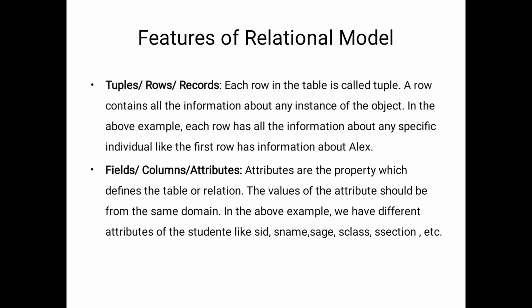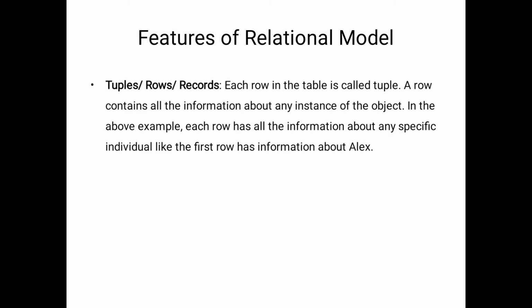Okay, so rows: each row in the table is also called a tuple. A row contains all the information about any instance of the object. Here each row contains information about a particular student. In the above example, each row has all the information about a specific individual. Like the first row, what information is available in the first row? Actually the first row has information about Alex.